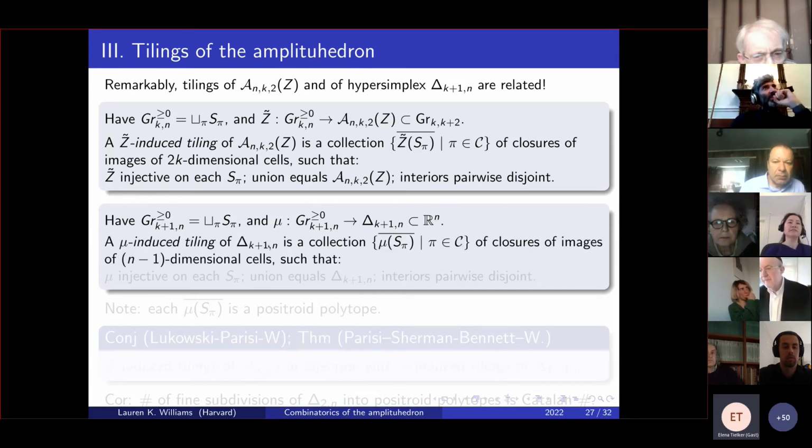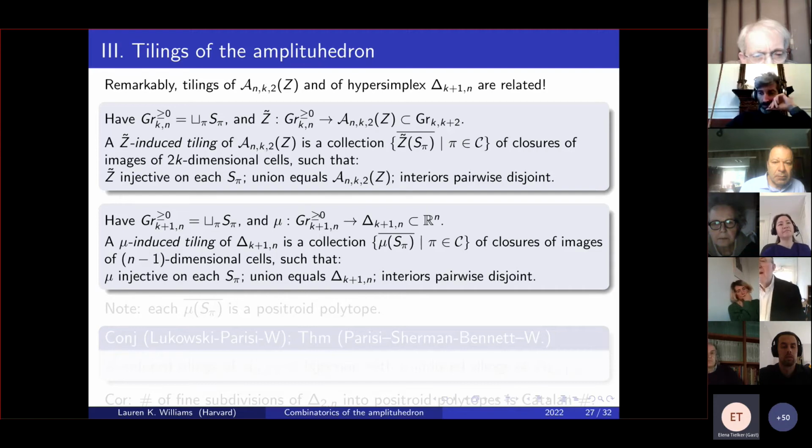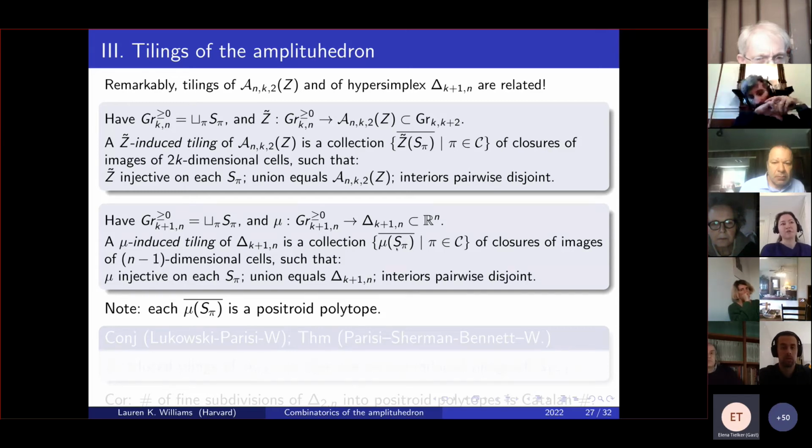So a mu-induced tiling of this polytope would be a collection of closures of images of n-1 dimensional cells of this Grassmannian, such that mu is injective on each cell. The union of these pieces is the hypersimplex, and the interiors are pairwise disjoint. And by the way, the moment map is mapping positroid cells to polytopes. So each of these pieces here is going to be a positroid polytope. It's a special matroid polytope.